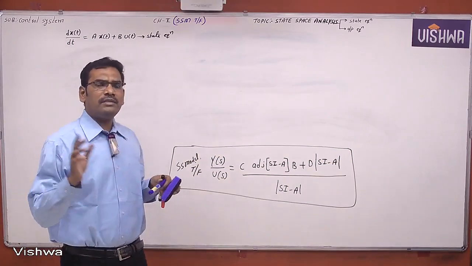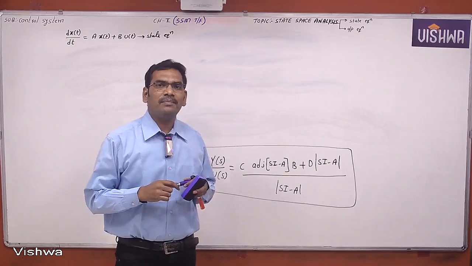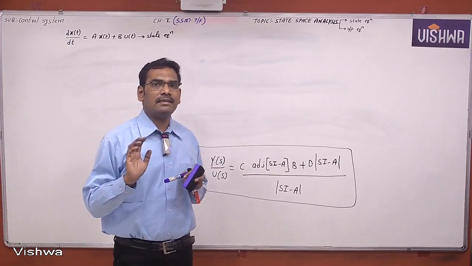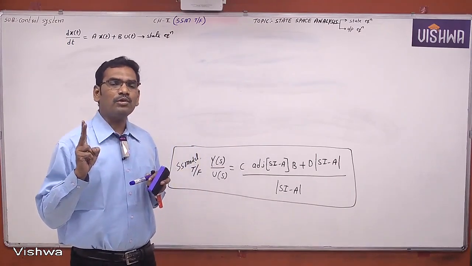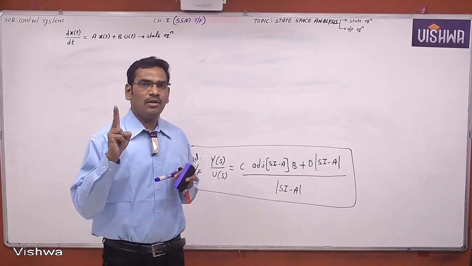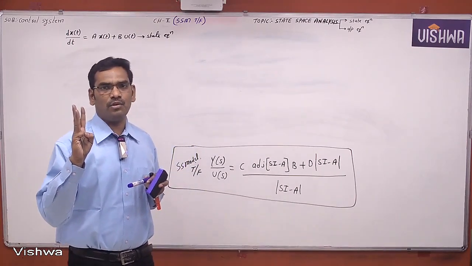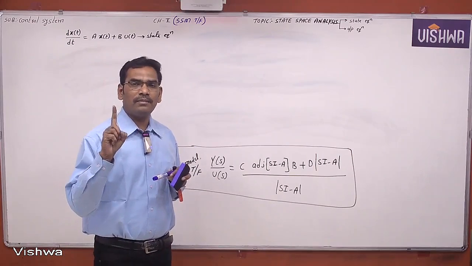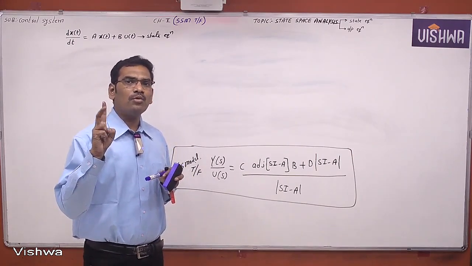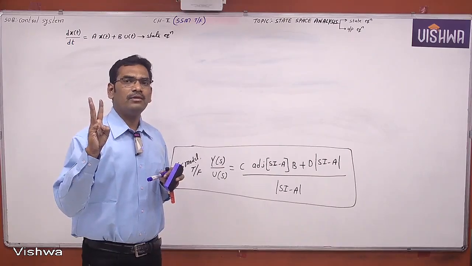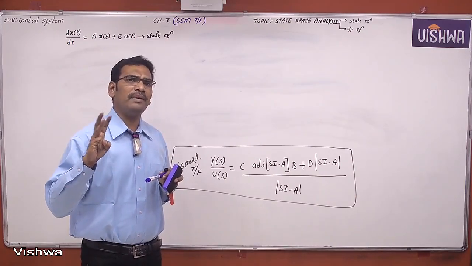Now if you recollect your closed loop control system, the denominator polynomial of a closed loop control system is called the characteristic equation. The roots of the characteristic equation are called the closed loop poles. From the closed loop poles, we decide the stability of the closed loop control system, its behavior and everything.